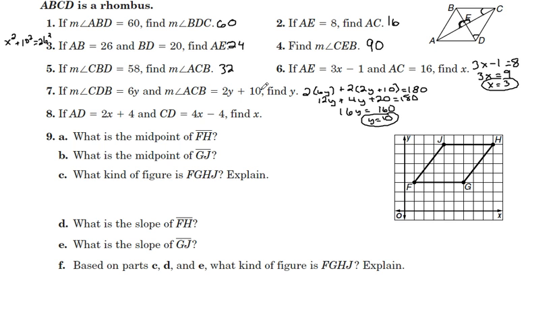Okay, for number 8, AD is 2x plus 4. CD is 4x minus 4. Those are consecutive sides, and if we have a rhombus here, all sides are equal. We simply set 2x plus 4 equal to 4x minus 4. Okay, we're going to subtract 2x from both sides to get 2x, add 4 to both sides to get 8, divide by 2, x is 4.